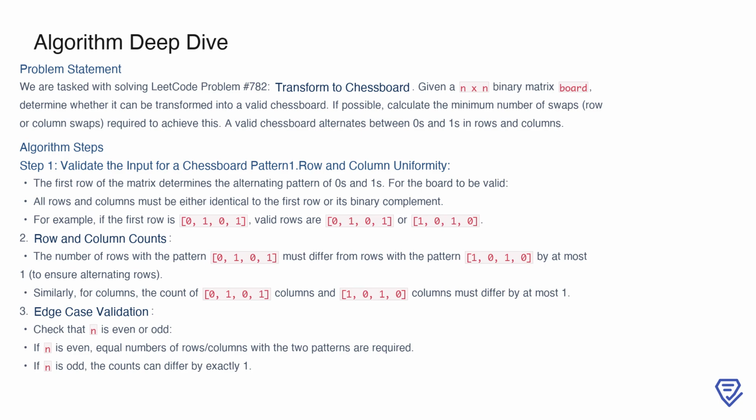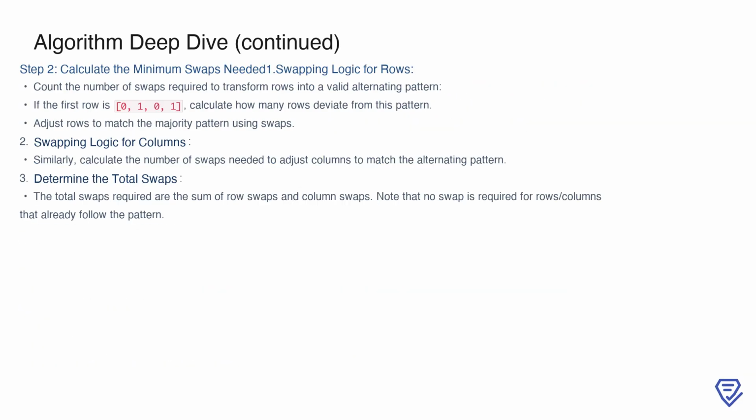Additionally, we account for edge cases like the size of the matrix. If n is odd, the counts may differ by 1; if n is even, the counts must be exactly equal. These validations establish whether a transformation is theoretically possible. Once we confirm that the matrix can be transformed into a chessboard, the next step is to calculate the minimum number of swaps required to achieve this.